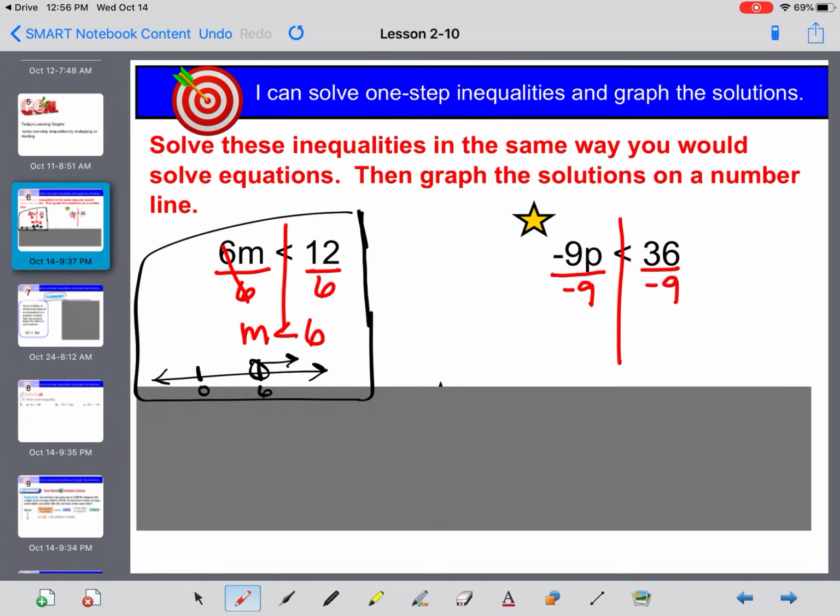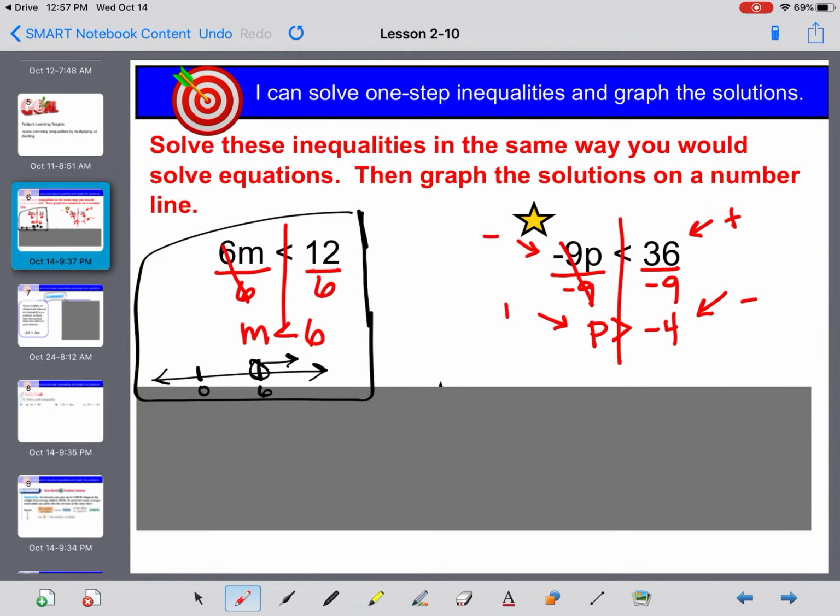I'm going to divide both sides by -9. P and -4, that stays the same. But when I multiply or divide by a negative, it becomes the opposite. Do you see that 36 becomes an opposite sign? This was positive and now it's negative. So that means that I need to use the opposite sign, because this one also became the opposite.